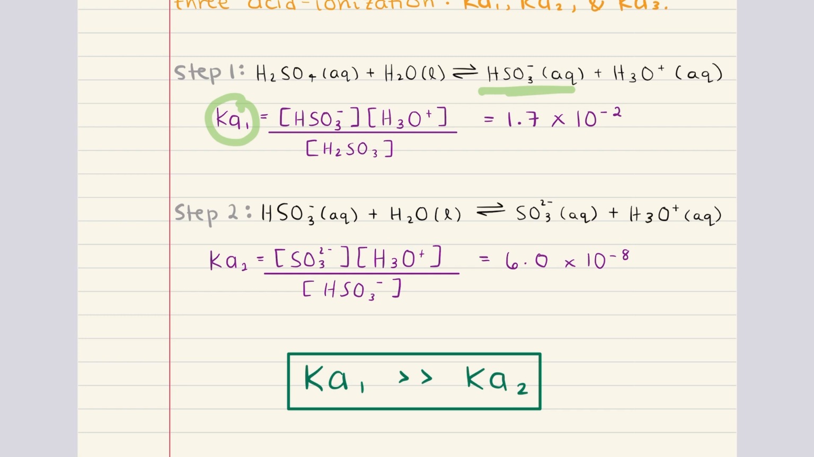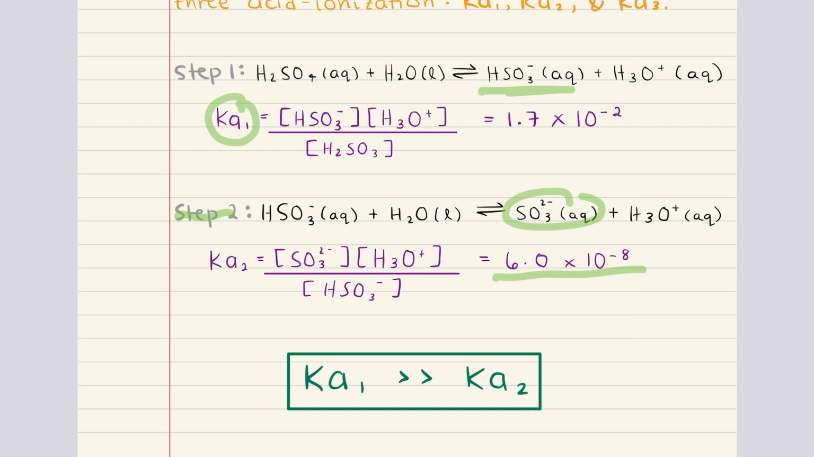Then we have our step 2. After that first proton is removed, the hydrogen sulfite ion can lose a second proton, forming the sulfite ion. Here, this second ionization, the first thing to notice is it's much weaker, and the dissociation constant for this step is Ka2, which is equal to 6 times 10 to the minus 8. So as you can see here, it's a smaller value for Ka2, meaning it's much harder for sulfurous acid to lose the second proton.